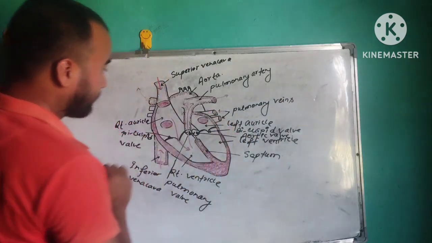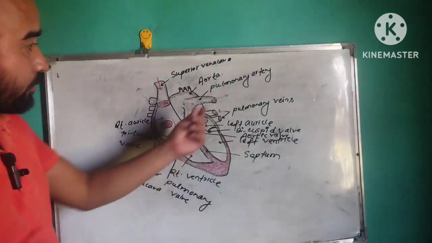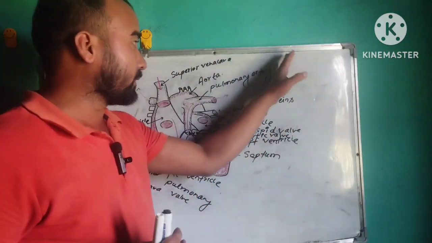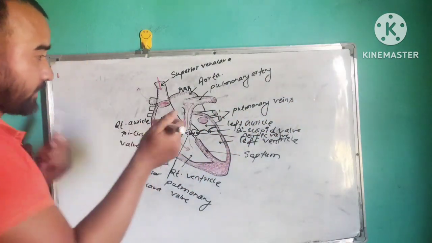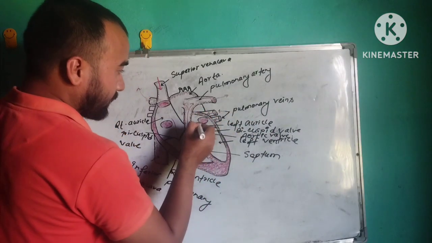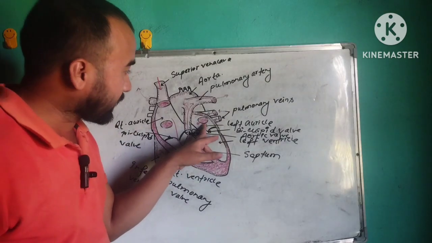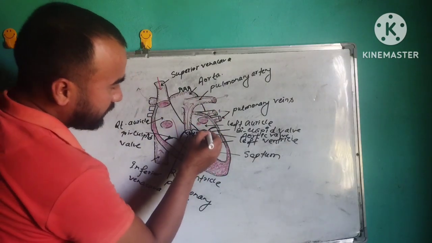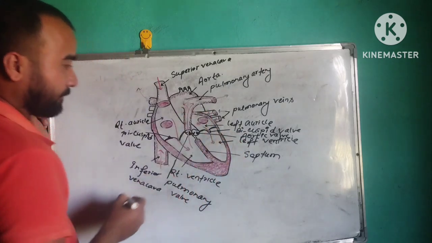That means there are two pulmonary veins here, and here are also two pulmonary veins. There are altogether four pulmonary veins. Through these four pulmonary veins, they carry pure blood, that means oxygenated blood, from the lungs to the left auricle after purification. That means the blood comes to the left auricle here, and when the left auricle exerts pressure on this structure, that is the bicuspid valve, the bicuspid valve opens.